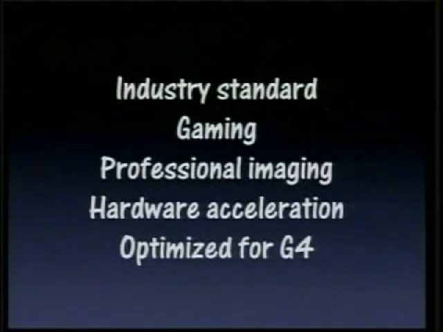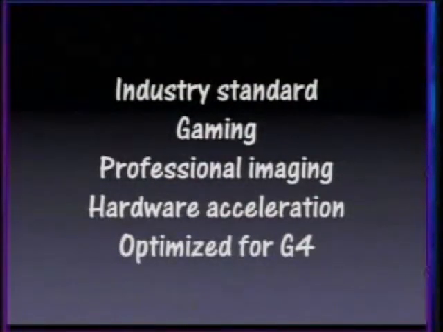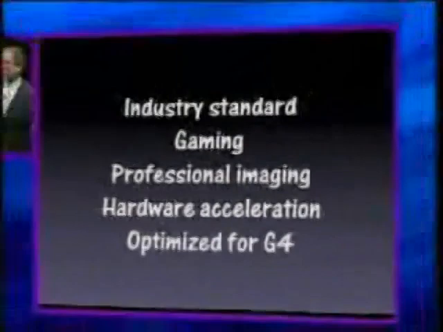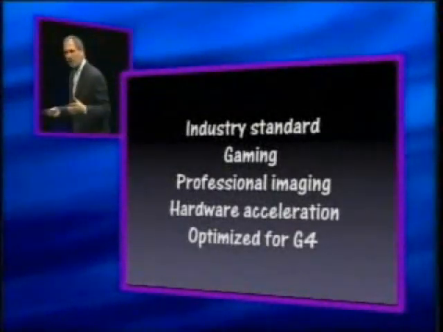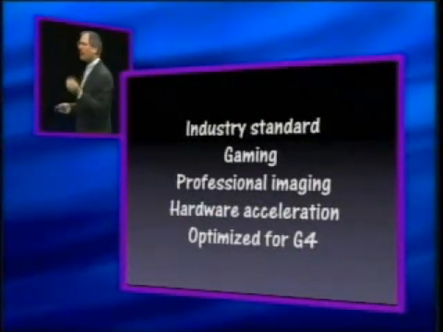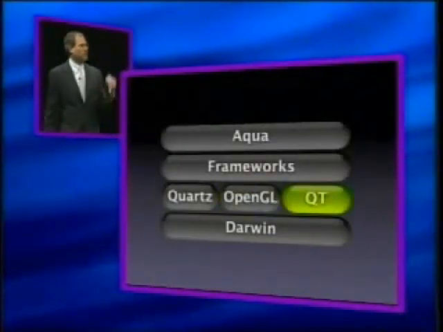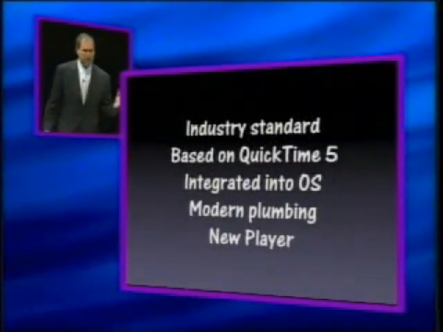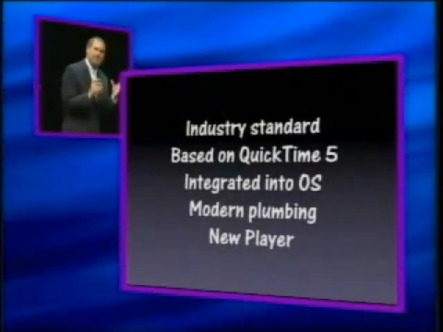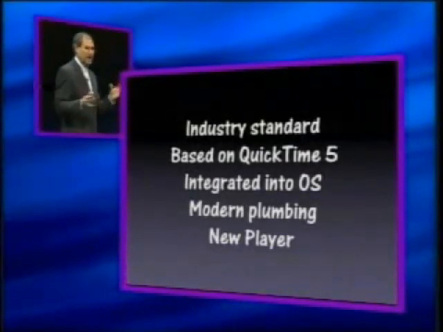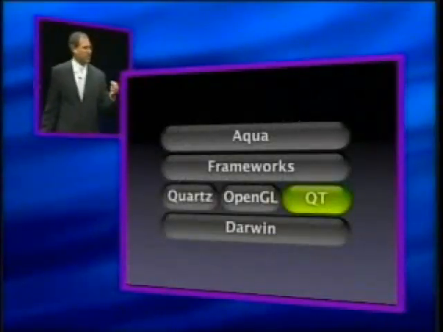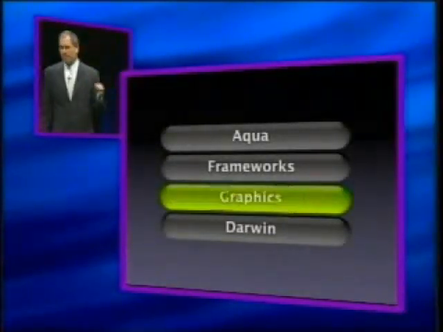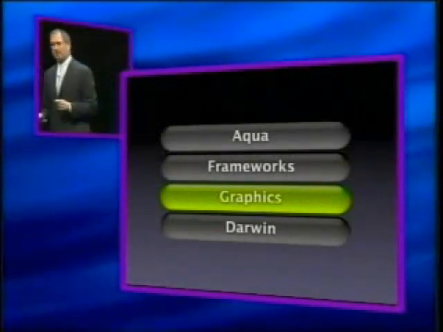And so that's Quartz. OpenGL. OpenGL is an industry standard 3D API for gaming and for high-end professional imaging. And we'll see some of that today as well. It takes full advantage of the hardware acceleration in the graphics chips, and it's also optimized to take advantage of the velocity engine in the G4. So that's OpenGL. And of course, QuickTime, we all know, industry standard. It's based on QuickTime 5. It's integrated right into the OS, so it can take advantage of the better plumbing in Mac OS X. So that is our graphics layer. We think it's superb. We think we have killer graphics in Mac OS X.